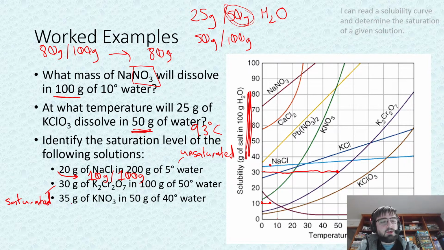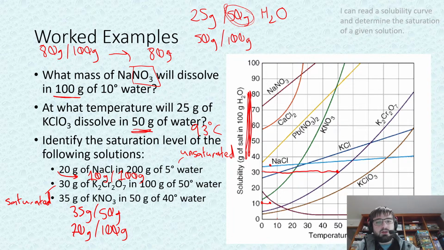And our last one here, we've got 35 grams of potassium nitrate in 50 grams of water. So 35 grams in 50 grams is the same as saying that there's 70 grams in 100 grams. So we'll go 70, and we're in 40-degree water. So I'll go across, let me rub those out. 70 grams in 40-degree water. So we're over here. How does that compare to our line, which is here? Well, our point here is above our line, so therefore it's supersaturated.